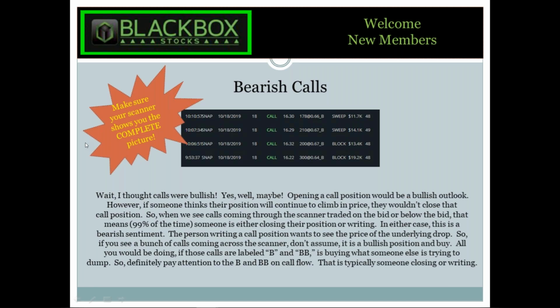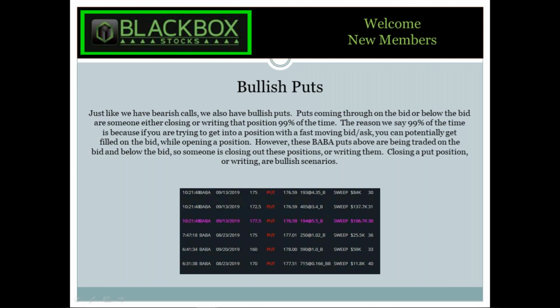If I'm writing a call position, same thing. I want the person who buys those calls to lose money, and that happens if the underlying drops. So two reasons call activity can be bearish: if I'm closing out a previously open position, or if I'm writing. And we know that because over here in this column, we're going to see bid side activity. So calls on the bid, bearish activity. Puts, same thing, for the same reason. If I'm closing a put position, the underlying I would expect to increase in value. So put positions can be bullish by closing out that put position, or if I'm writing a put position. That means I want the underlying to increase in value.